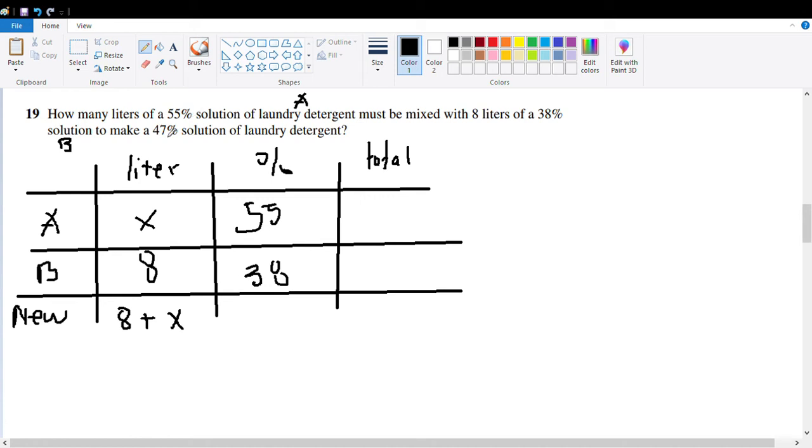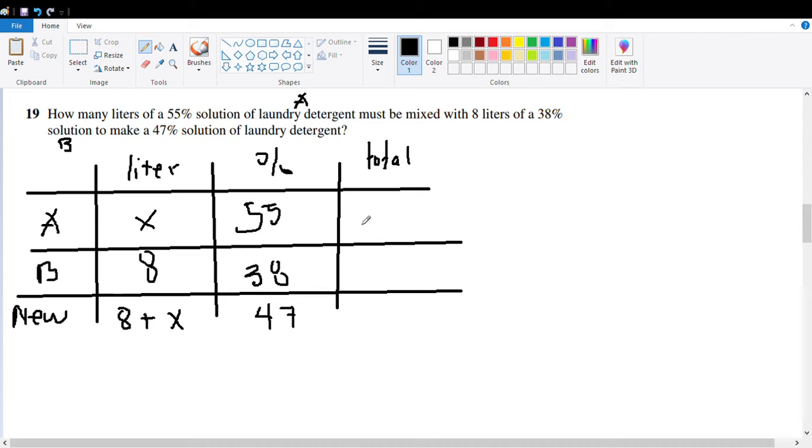The percentage for our new solution is already given to us, which is 47. Note that we're not going to add 55 and 38 to get the new percent for our new solution. It's going to be written in the word problem, okay? Don't add 55 and 38 to get the new percent. Why is that? Well, it's going to mess up the total.